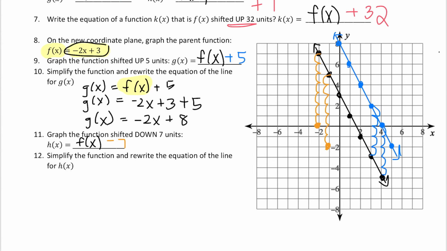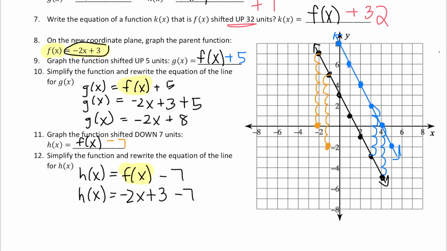We can also simplify this function and rewrite the equation for h of x by substituting what f of x is equal to, just like we did before. So we start off first with h of x equals f of x minus 7, but we replace f of x with negative 2x plus 3, since they're equal to each other. And then we just combine like terms. So we end up getting h of x equals negative 2x minus 4. So regardless if we took the parent function and moved each point down 7 spaces, or if we use the simplified function h of x equals negative 2x minus 4, we're going to get the same function. We get the same line.